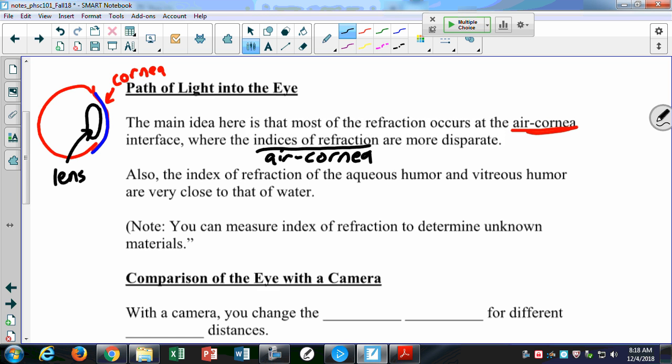And then the aqueous humor and the vitreous humor are basically close to that of water. So I said this already, but when I move from the cornea into here, the index of refraction doesn't change that much. So when I'm changing the shape of this lens, I'm changing the focal length by very small amounts. Don't worry about this note here. It's not really relevant.